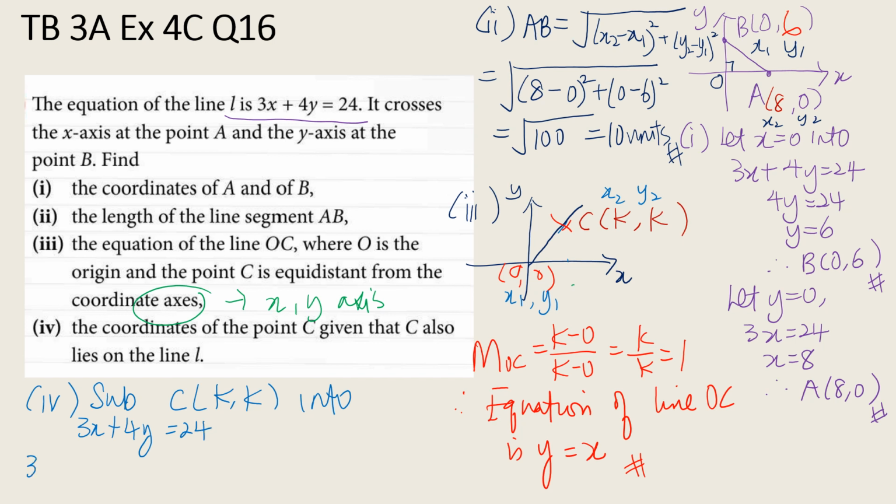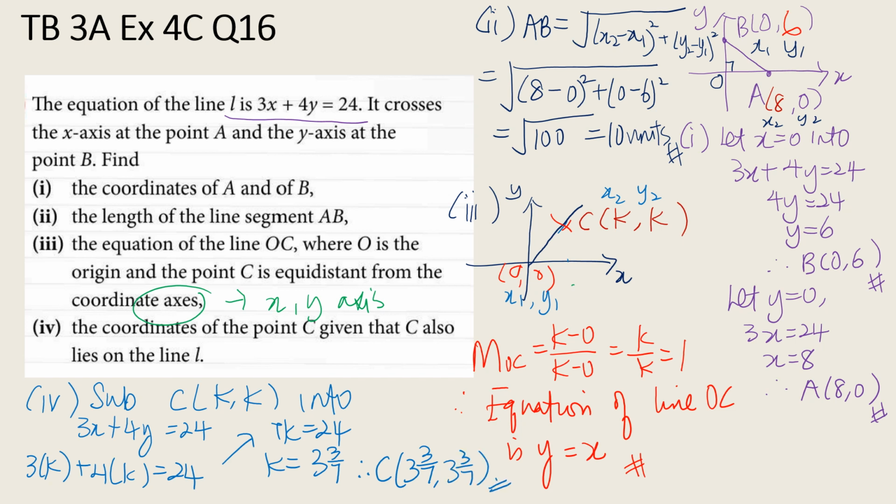My x coordinate is k, y coordinate is k. I will have 3k plus 4k, that gives me 7k equals 24. So k will be 24 divided by 7, and that gives me 3 and 3 over 7. So therefore your point C will be 3 3/7, comma 3 3/7. Alright, so this completes all the questions from exercise 4C. Happy solving.